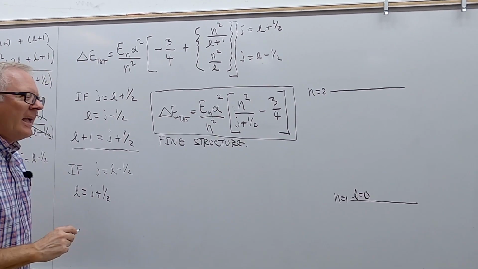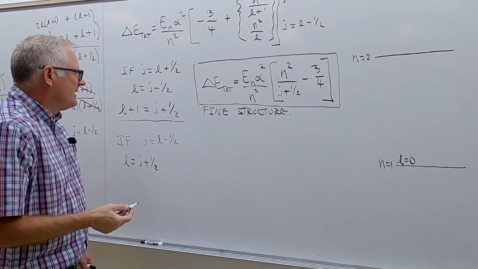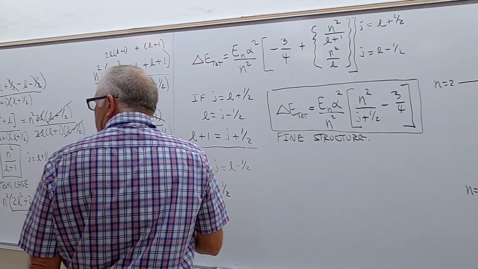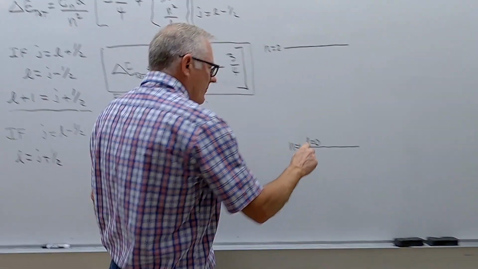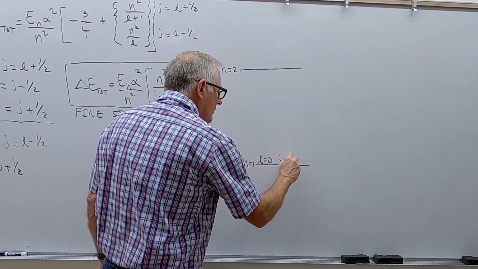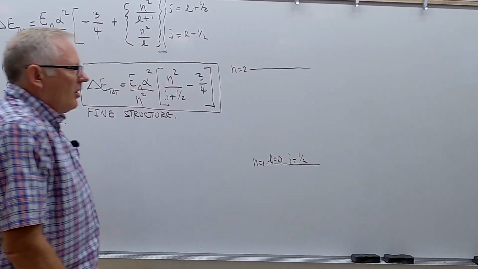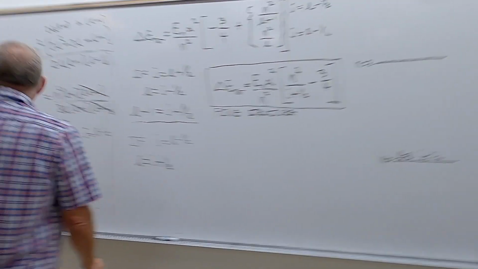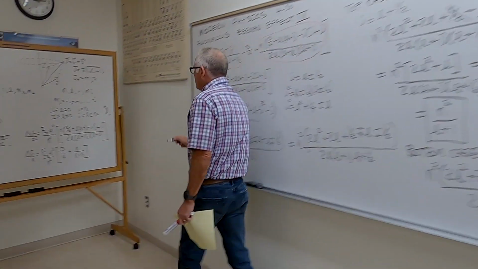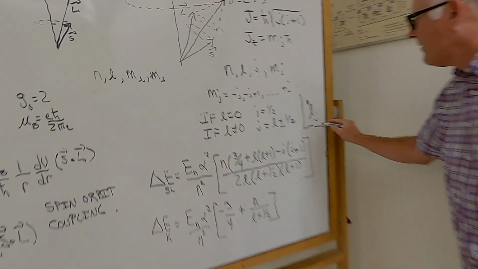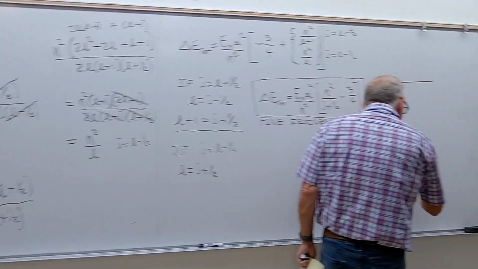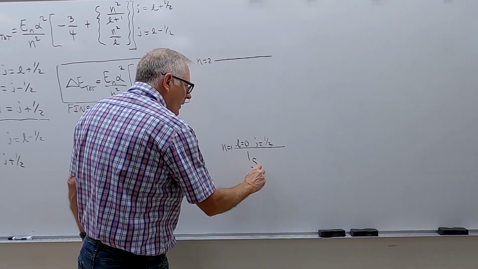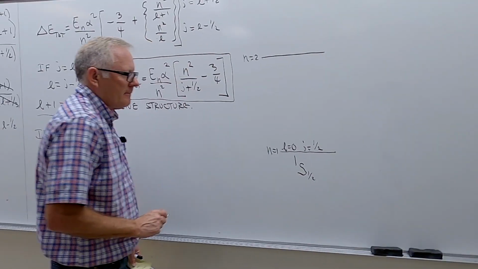And what do we say? When L is equal to 0, J, what do we say? J can only be a half. J equals 1/2. And so when we write it in spectroscopic notation, remember we use this notation right here, n L sub J. So this, we would have called this the 1s 1/2 state right here.